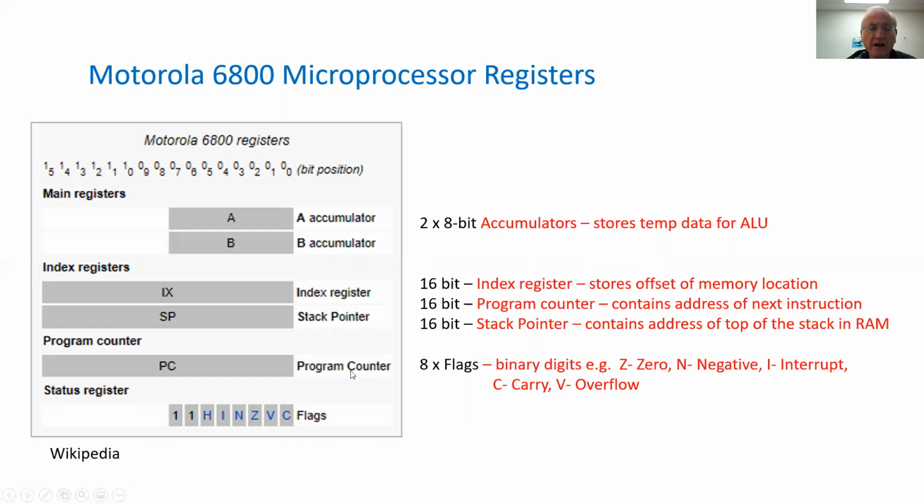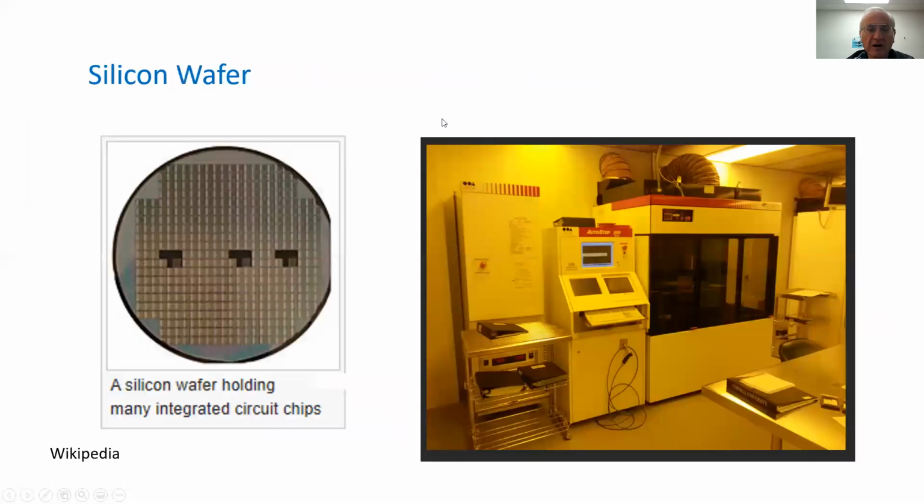It has a stack pointer, and a program counter, which, I'm sorry, the program counter contains the address of the next instruction, and the stack pointer contains the address of the top of the stack in the random access memory. There are also 8 bits of flags, such as the carry, the overflow, zero, negative, and interrupt. These pretty much highlight the registers of the 6800 microprocessor.